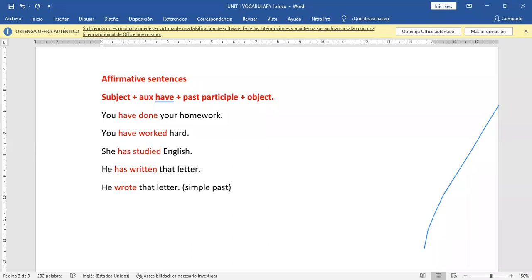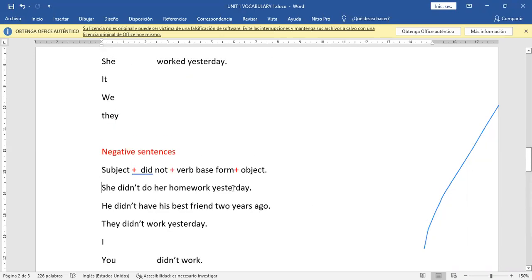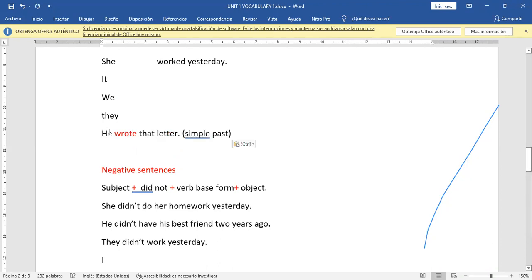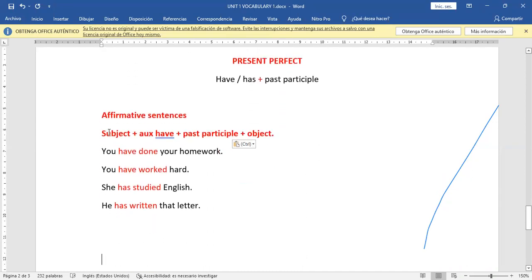Simple past tense. He wrote. But it's different to say he has written. He wrote that letter is simple past. So we have to take here an affirmative sentence. He wrote, simple past and not present perfect. This is present perfect. Affirmative sentence.